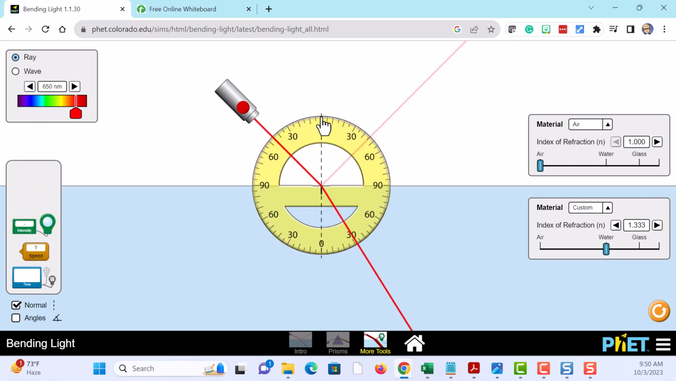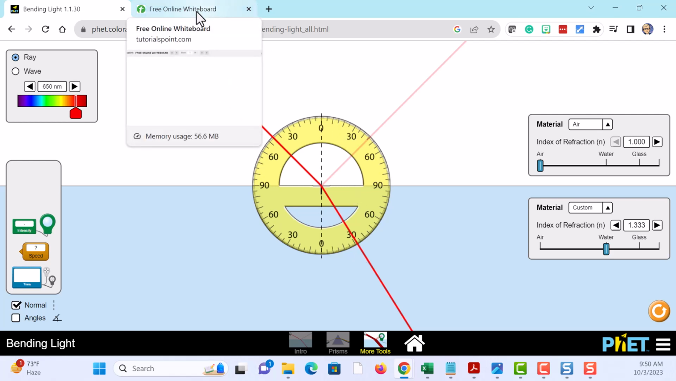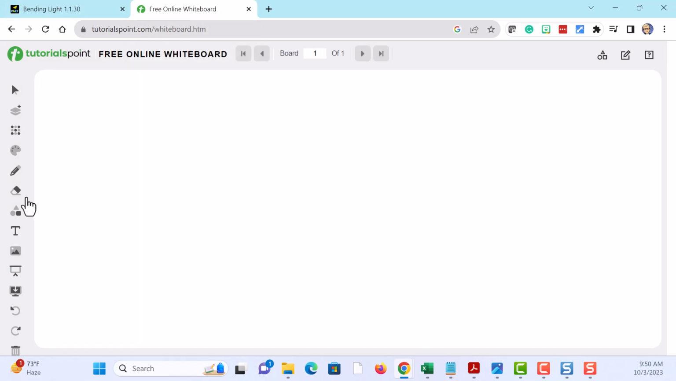Measuring from 0 at the top, we can see that the angle of incidence is about 45 degrees. And then measuring from 0 on the bottom, it appears that the angle of refraction is a little bit more than 30 degrees. So in order to calculate the angle of refraction, we can use something called Snell's law. Let's go to our whiteboard and investigate.